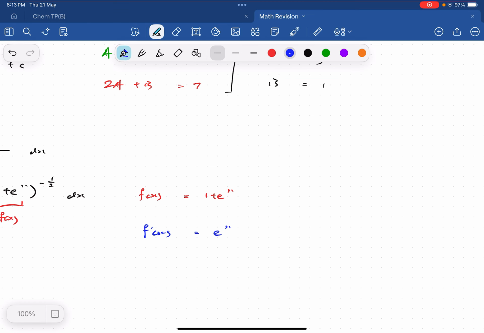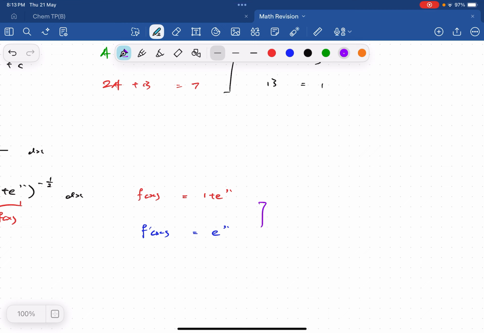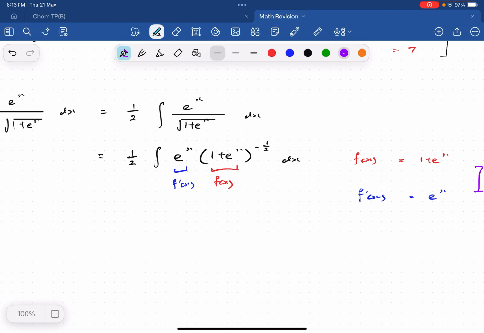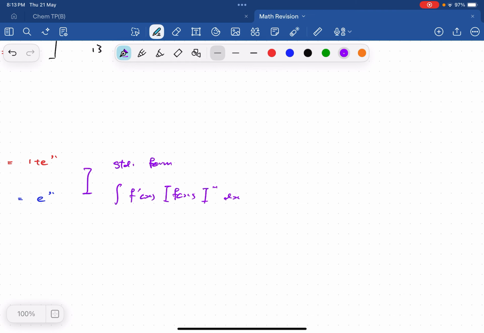So you see that we are getting a very classic case of the standard form. This is a standard form that you need to know, similar to the standard form for ln and fractions that I showed you earlier. The standard form is f prime x times f(x) raised to a certain power n, and in this case this power n is just going to be equal to minus half. The standard form says that this is going to be equal to f(x) to the power n plus 1, over n plus 1, plus c.